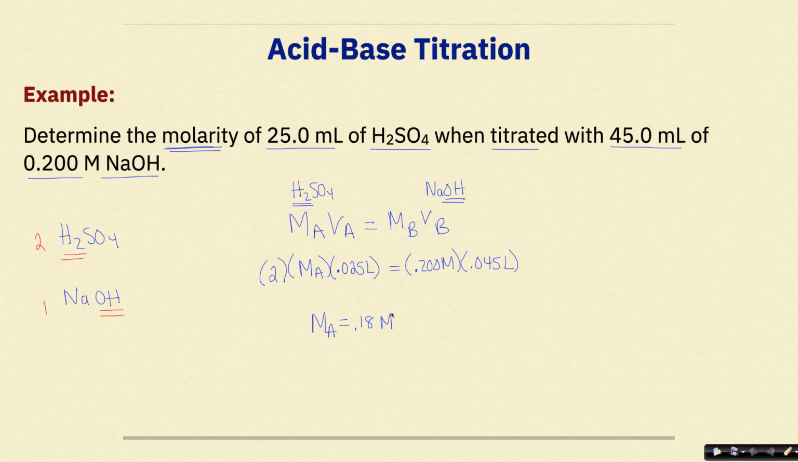0.18 molar. And I know that I've done this right because if I multiply together 2 times 0.18 times 0.025, that's a sad looking 2, 5, and I multiply those all together, I get 0.009. And if I multiply this molarity times that volume, I get 0.009. So they are equivalent to each other. This is where we'd be at the equivalence point, or stoichiometrically equivalent.